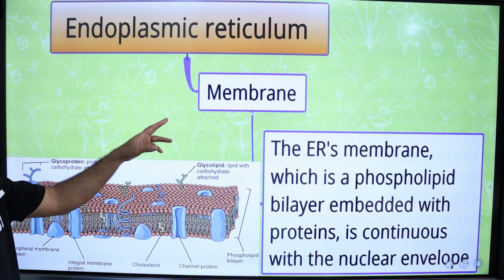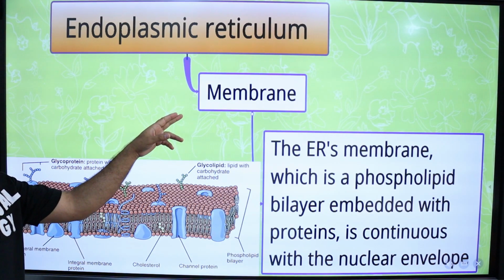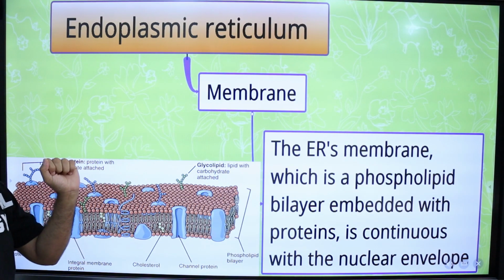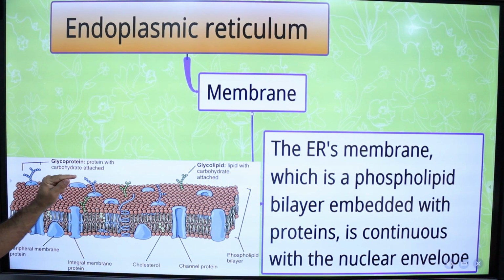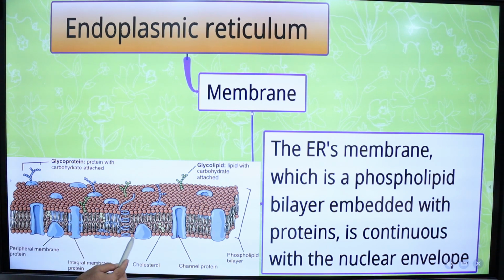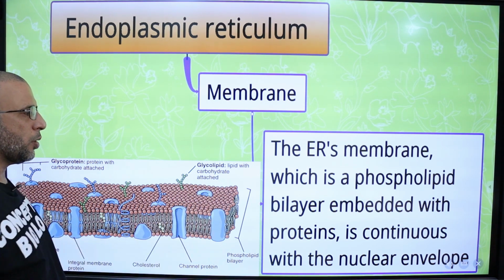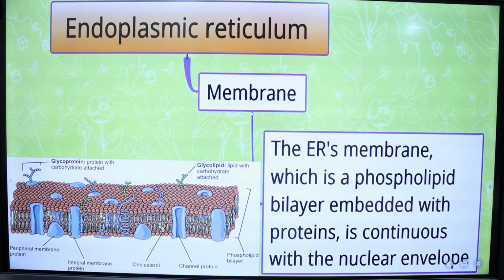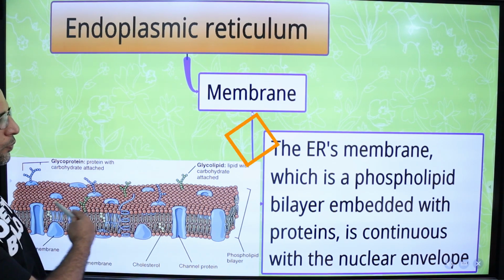What is the structure of the membrane of the endoplasmic reticulum? The endoplasmic reticulum membrane is a phospholipid bilayer embedded with extrinsic and intrinsic proteins. It also contains glycoproteins, proteins with carbohydrate attached, and glycolipids, lipids with carbohydrate attached. Cholesterol molecules are also present in the membrane.